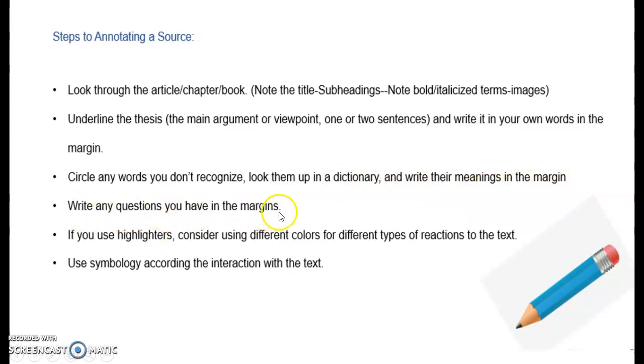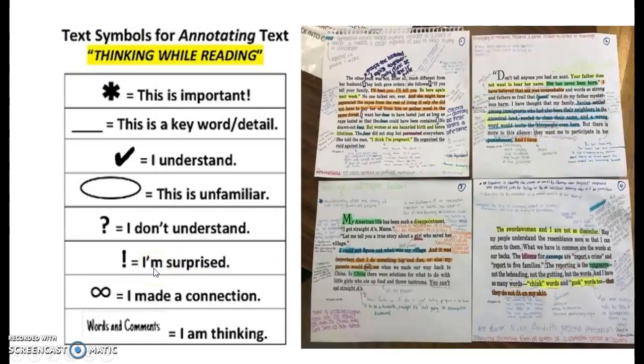Write any questions you have also around the text or on one side in the margin. You can use highlighters. Highlighters are really important. You can use different colors for different types of reactions. For example, for important words you use one color of highlighter, for questions you use another color, and so on. And use symbology according to the interaction with the text. I'm going to explain this symbology right now.